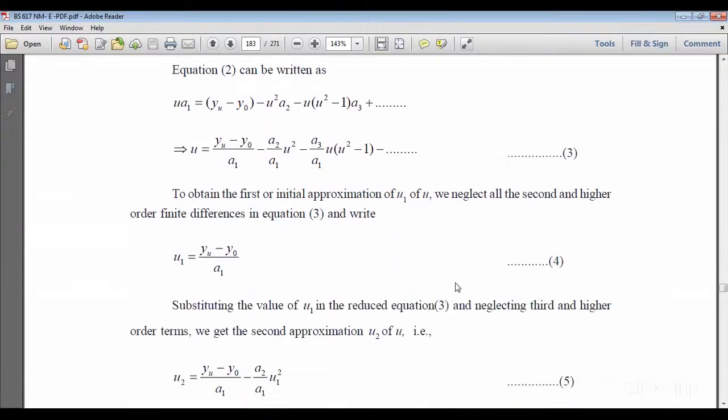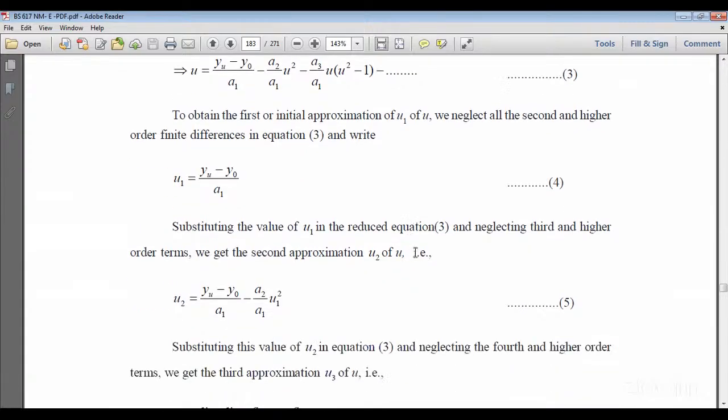To obtain the first or initial approximation u1 of u, we neglect all the second and higher order finite differences in equation 3. So (y u minus y0) by a1 is the u1 value we are taking. Substituting the value, u1 is reduced in the equation. So neglecting the third and higher order terms, we get the second approximation, that is u2 of u.